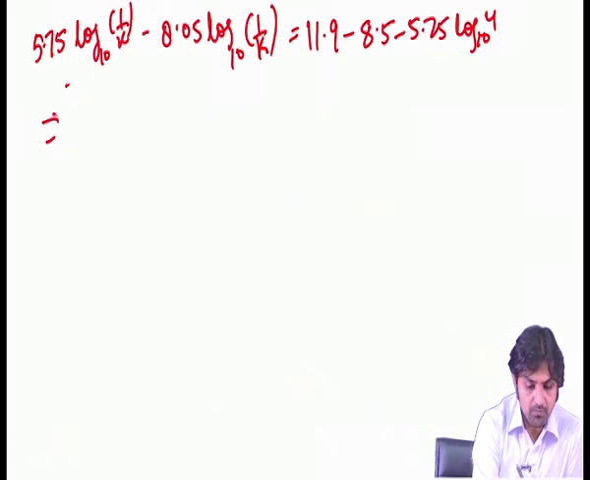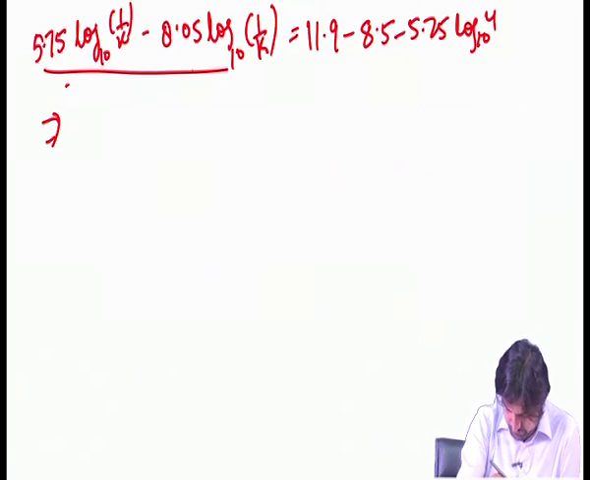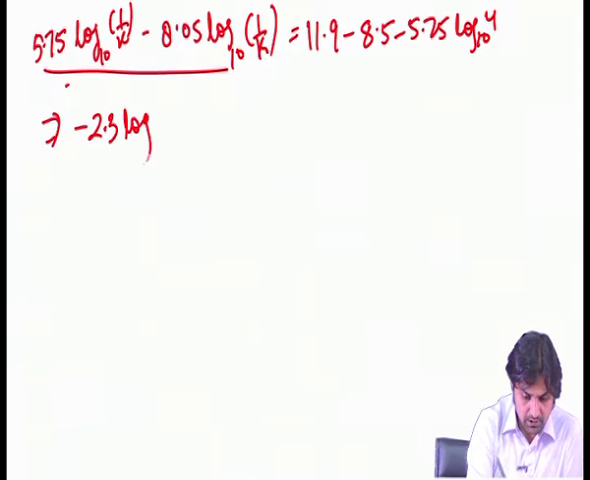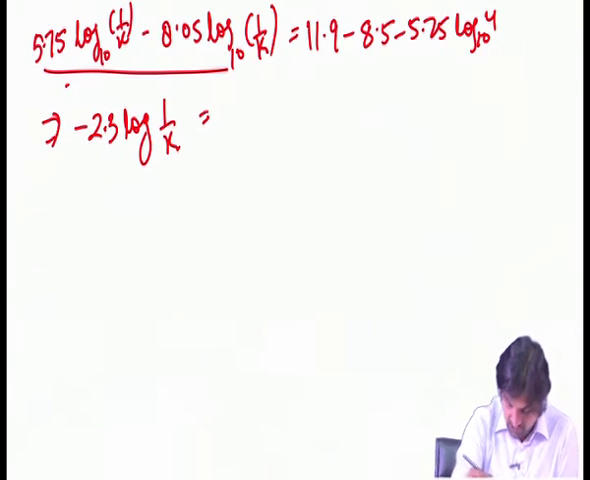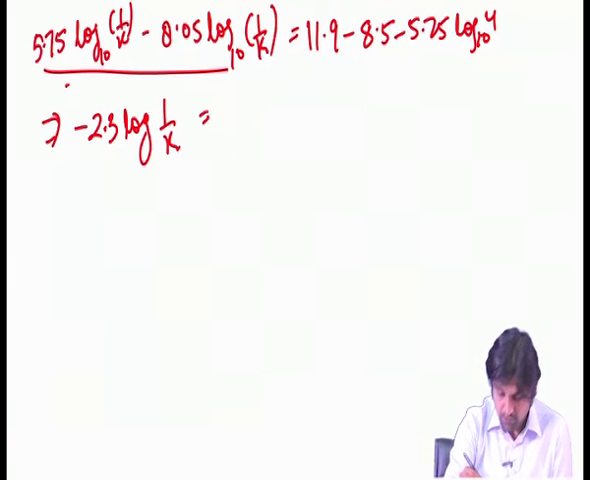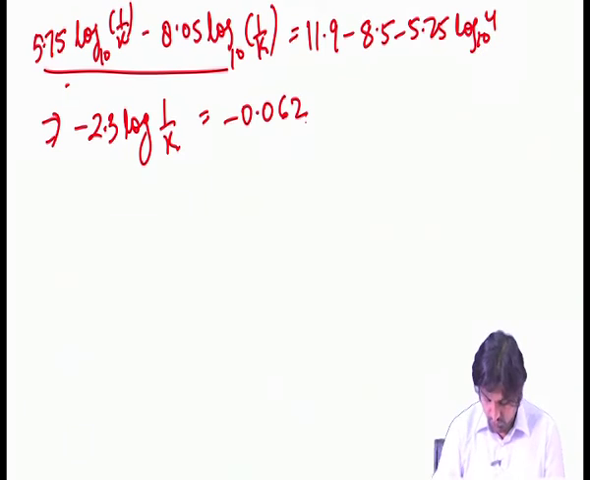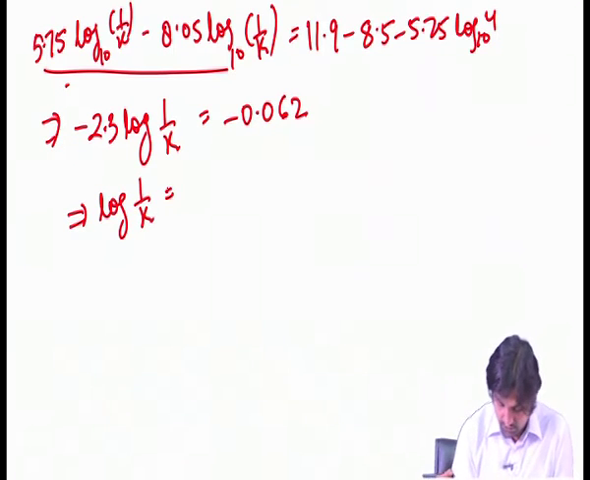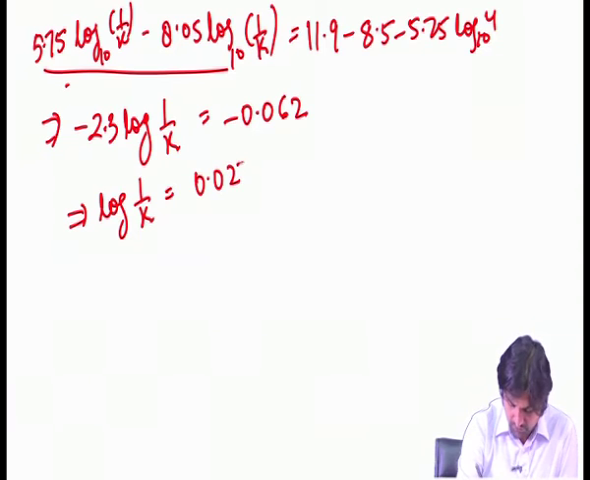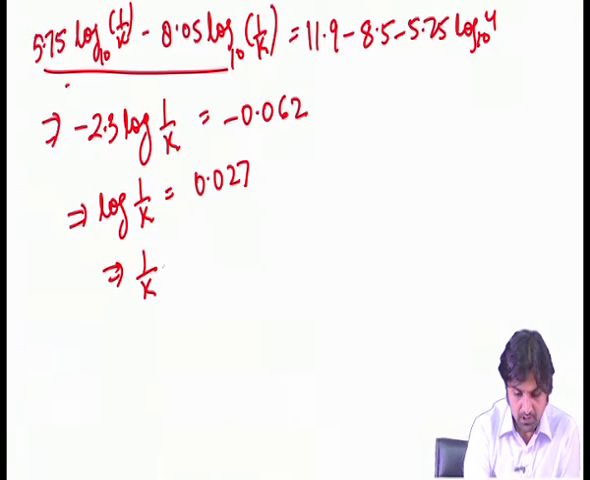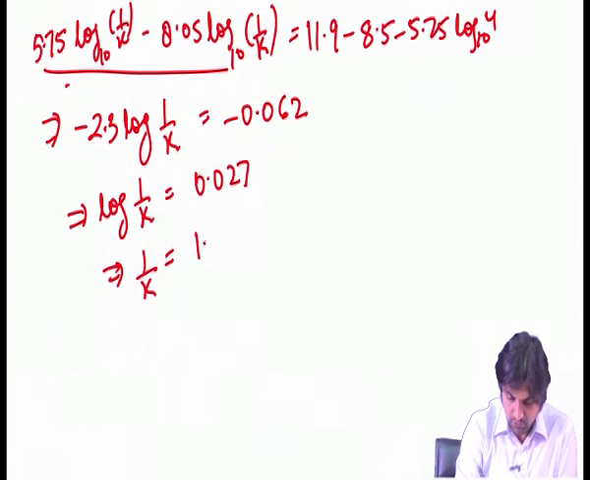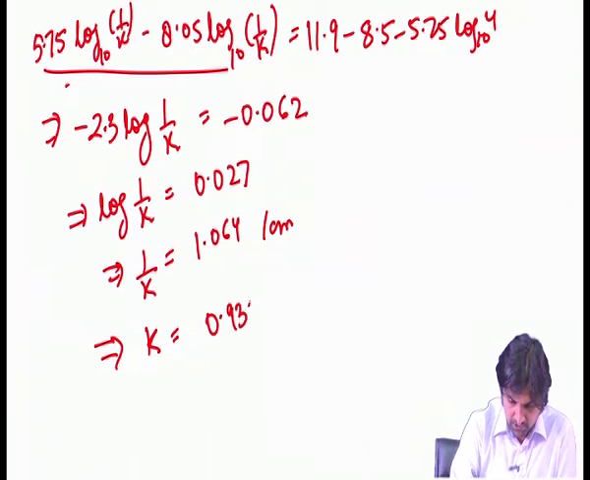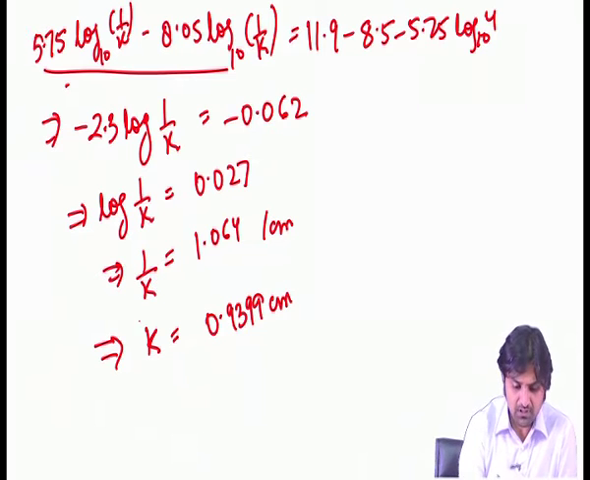So, the left hand side will become minus 2.3 log 1 by k is equal to minus 0.062, and therefore log 1 by k is equal to 0.027, which implies 1 by k is equal to 1.064 per centimeter, which implies k is equal to 0.9399 centimeter.